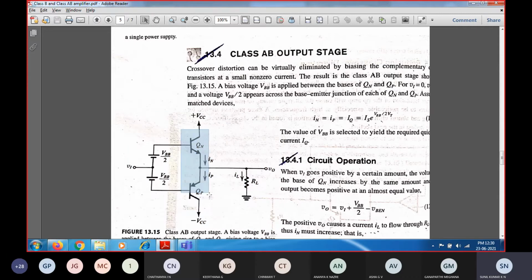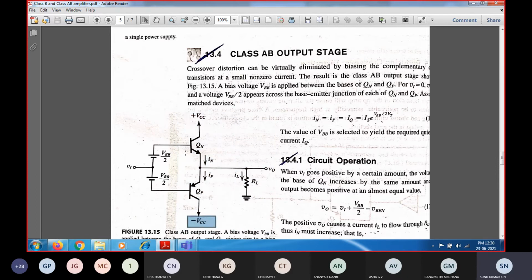So complementary transistors will be considered over here, QN and QP. QN is going to be driving the load during the positive half cycle, and QP will be driving the load during the negative half cycle. This is the same as in the previous circuit, and we'll have a positive power supply voltage as well as a negative power supply voltage.